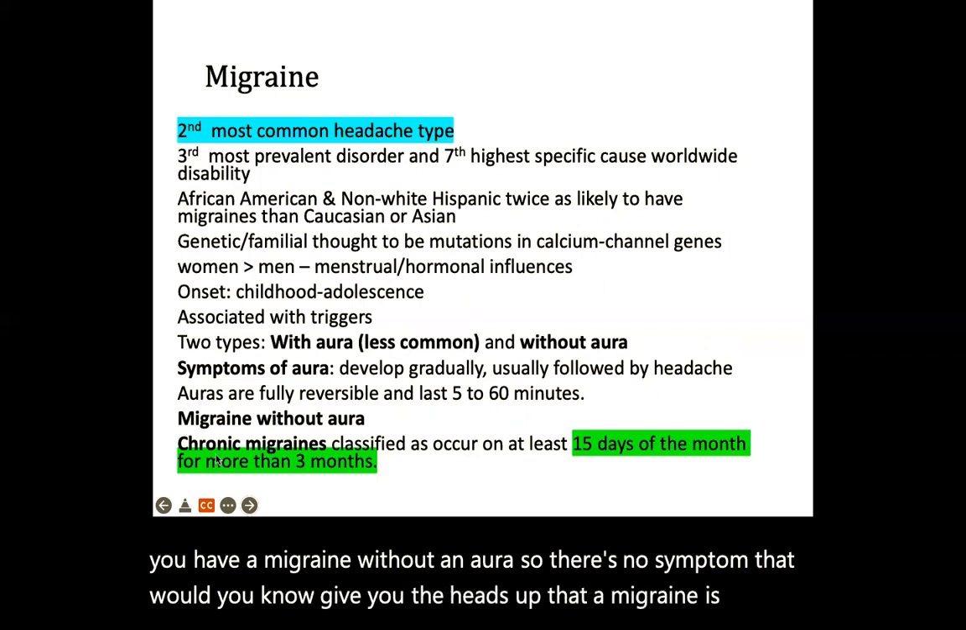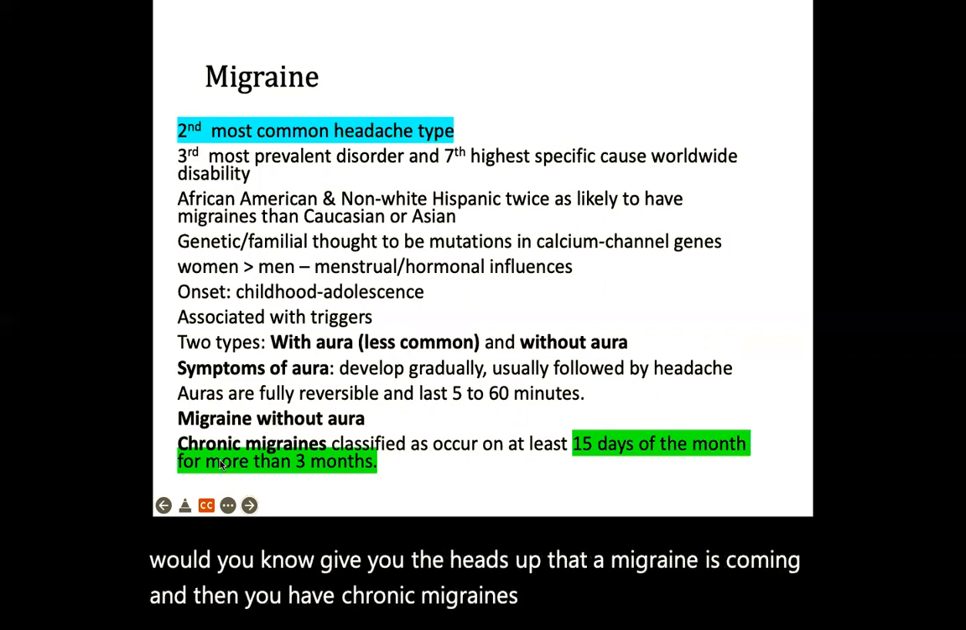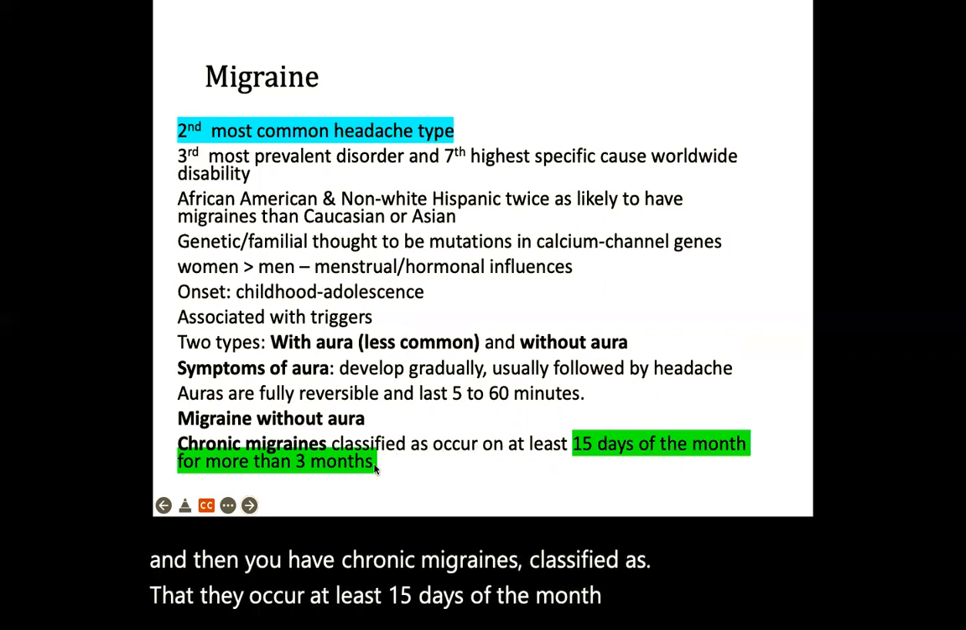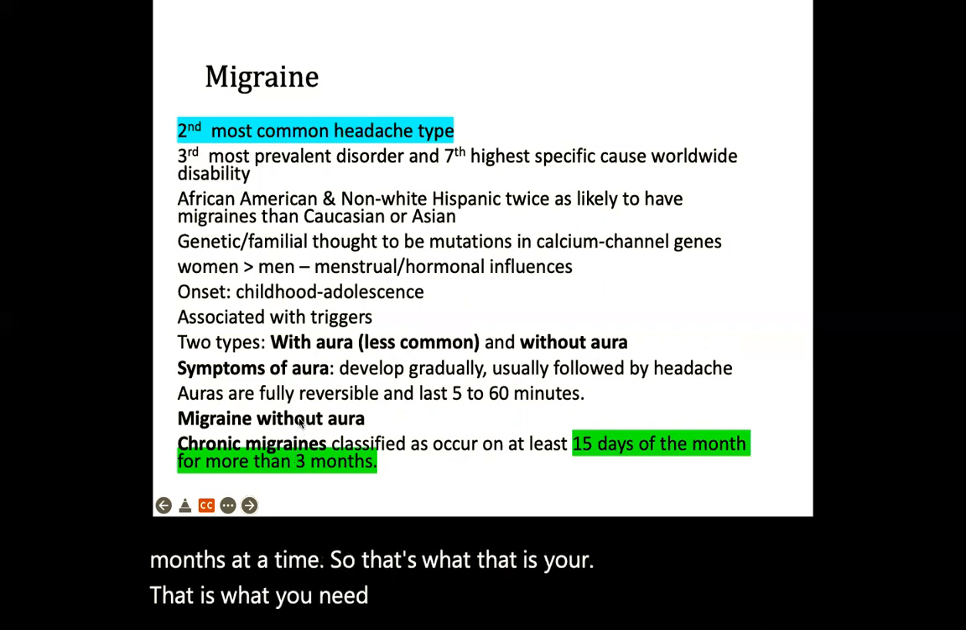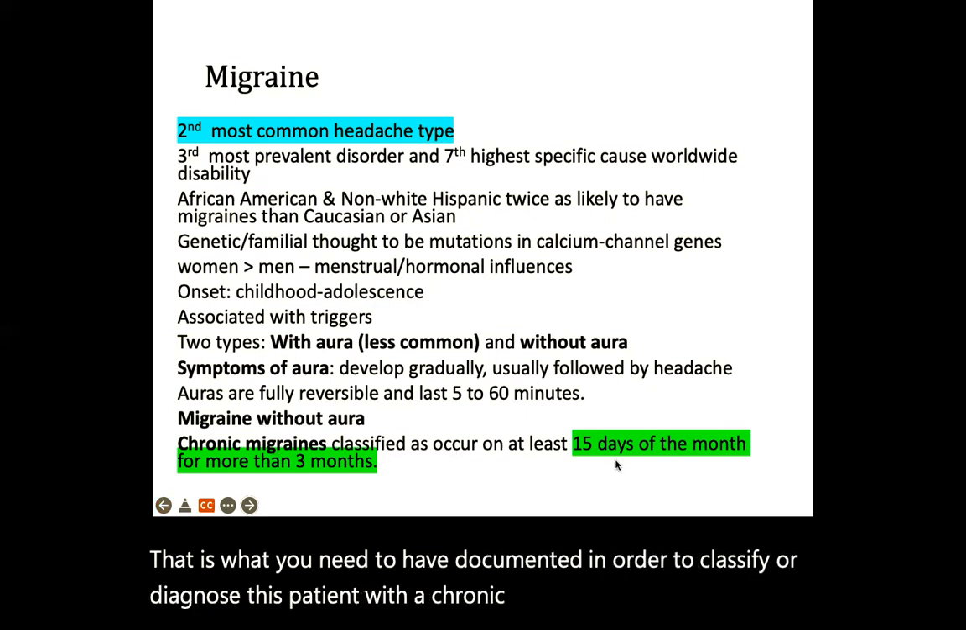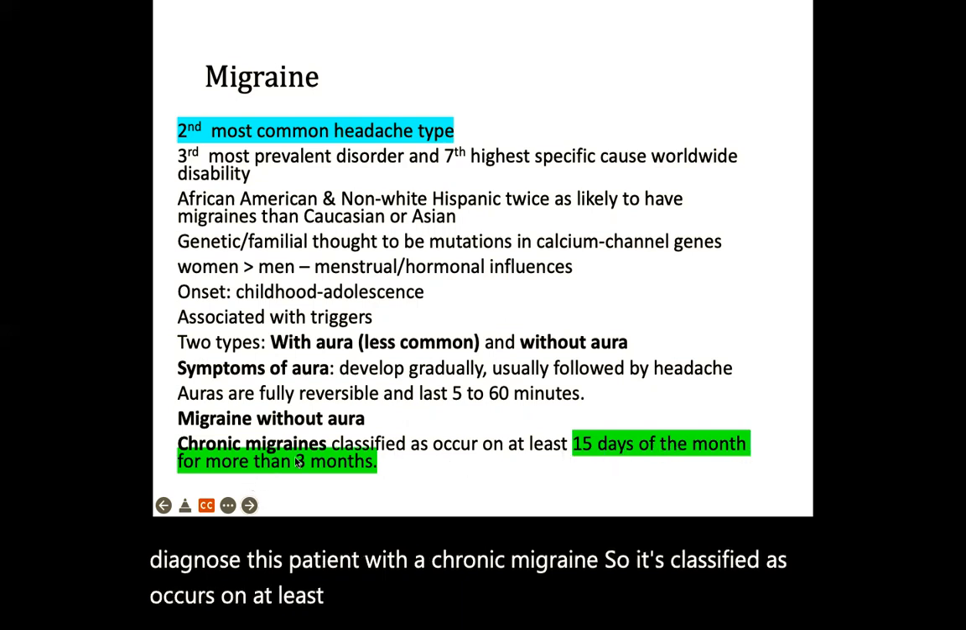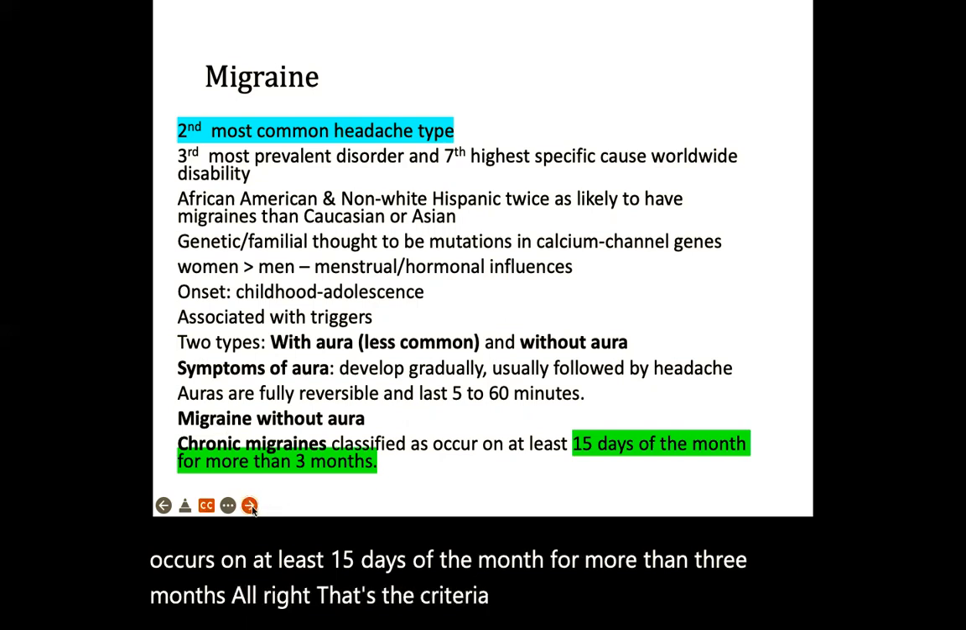And then you have chronic migraines, classified as occurring at least 15 days in the month for more than 3 months at a time. So that is what you need to have documented in order to classify or diagnose this patient with a chronic migraine. So it's classified as occurs on at least 15 days of the month for more than 3 months. All right, that's the criteria to diagnose chronic migraines.